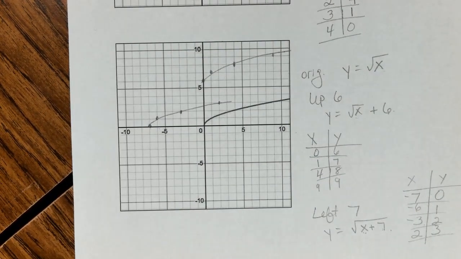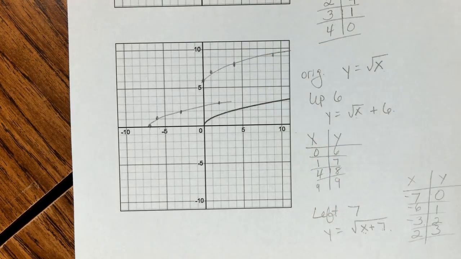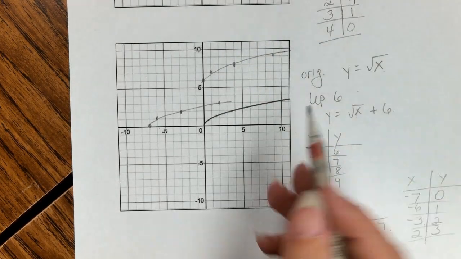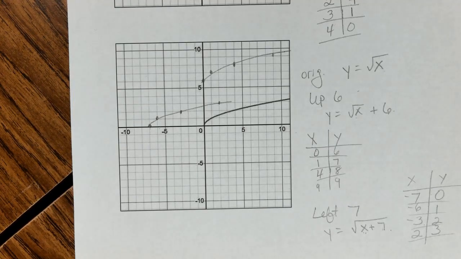There we go. This one just moved straight up. That was our vertical translation, up 6. This was the horizontal translation. It just slid it over. We went over 7 units to the left. And that is how you do the translations.